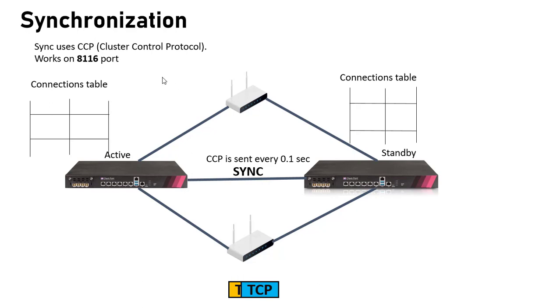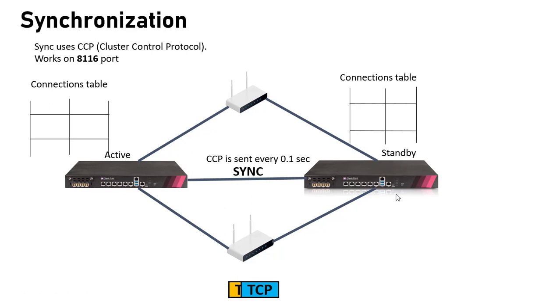All right, the second type is called delta sync, and delta sync uses the same Cluster Control Protocol, and it works on port 8116. It's sent every 0.1 second to every interface to make sure all interfaces are online and working fine without any problem. If there are any issues, they're reported over that port. So devices know whether the second device is alive because of that.